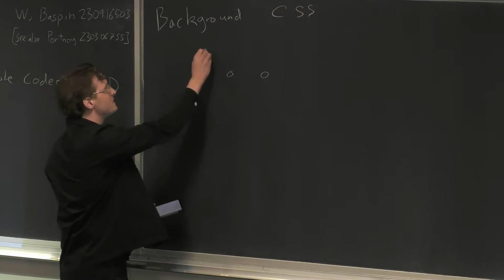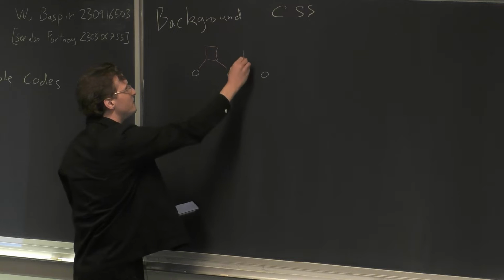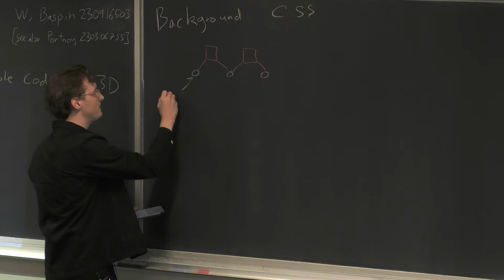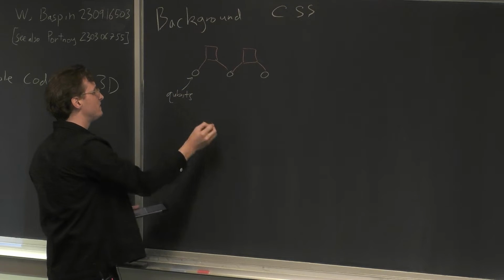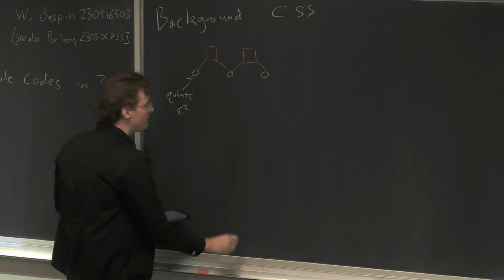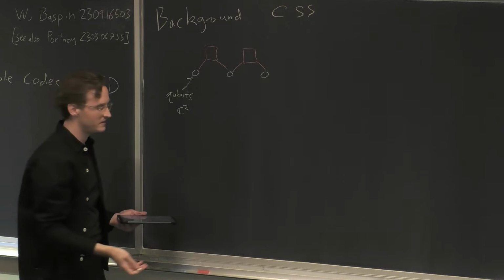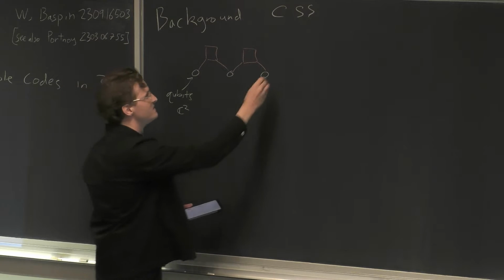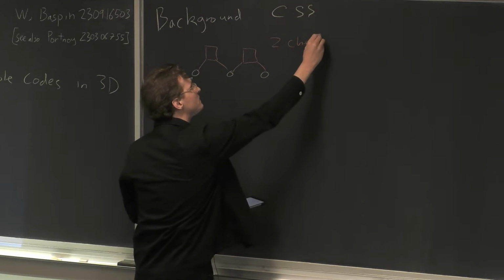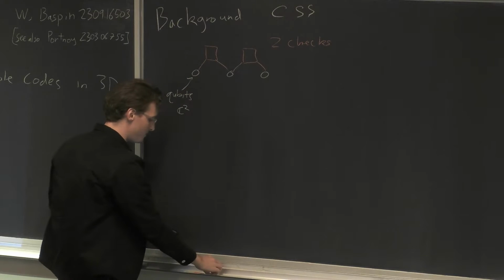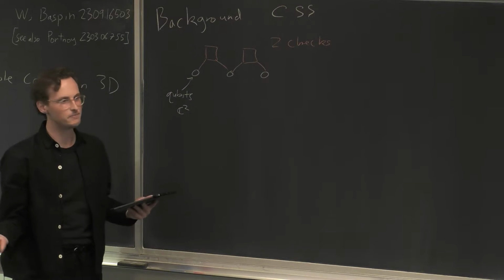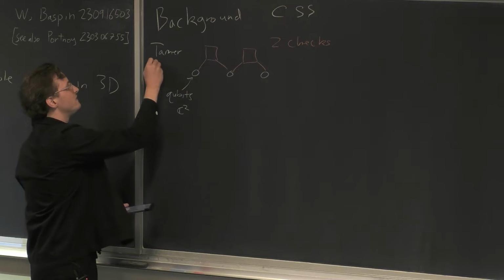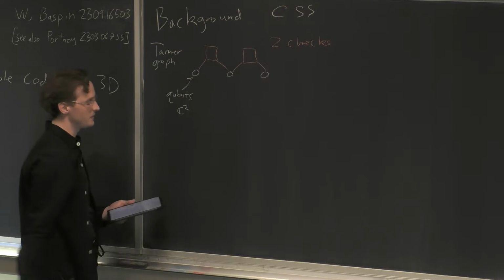Let me just establish some notation. I'm going to use this notation, the tanagraph. Here, these little circles represent my qubits, C2s. When they're put next to each other, that's a tensor product. These red squares represent my Z checks. So what this little picture represents is the repetition code. And maybe I should write this for completeness. This is the tanagraph of the repetition code.